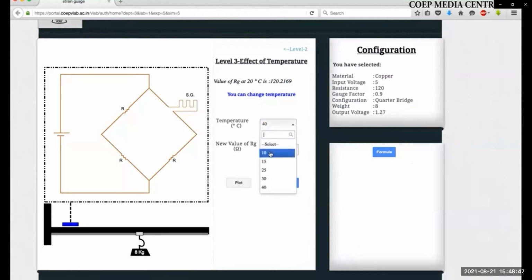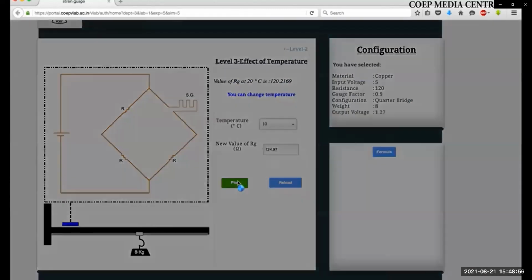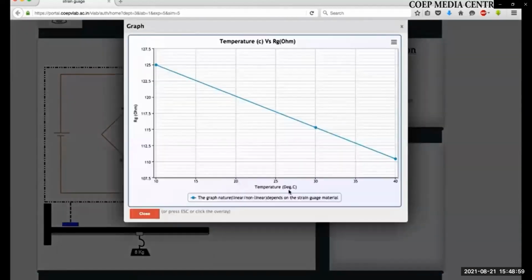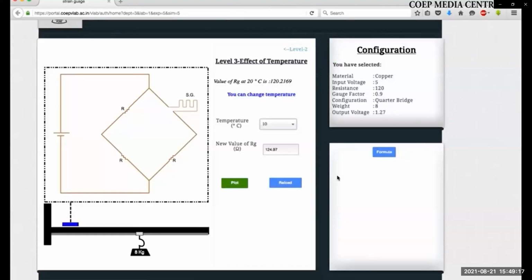So in other words, if the temperature is 10 degrees, 120 becomes 124.97. So as you are increasing the temperature, resistance will go on decreasing. So here for 40 you get some value, but if you expose it to 10 degrees you get a higher value. Now this is how the 3 stages of the experiment can be proved.